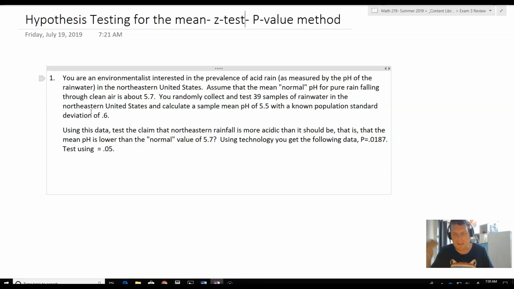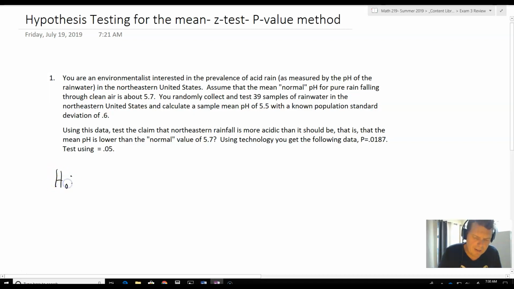So again, we're going to be thinking, well, what do I want to do? I want to figure out whether I'm going to reject or fail to reject the null hypothesis. So first, I'm going to figure out what my null hypothesis is, my H naught.